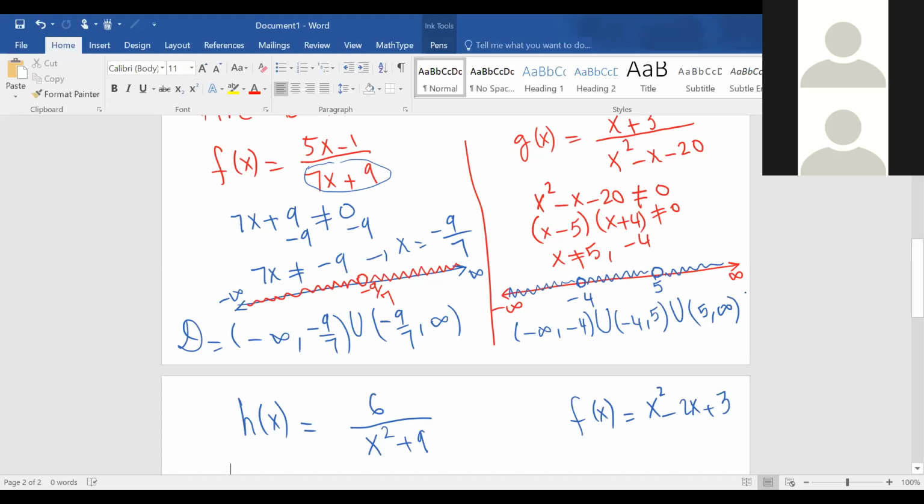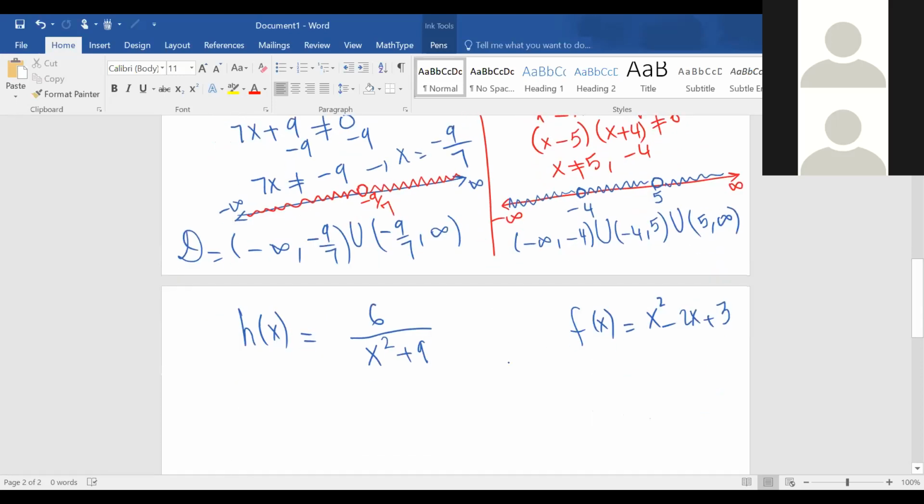All right, so that is this one here. We have to exclude two numbers, so we came up with 3 pieces of interval, right? Okay, the next one now.